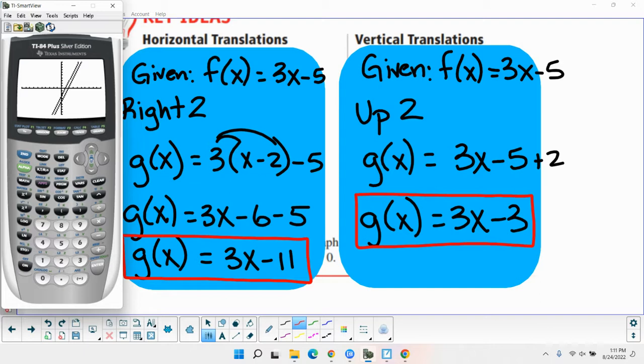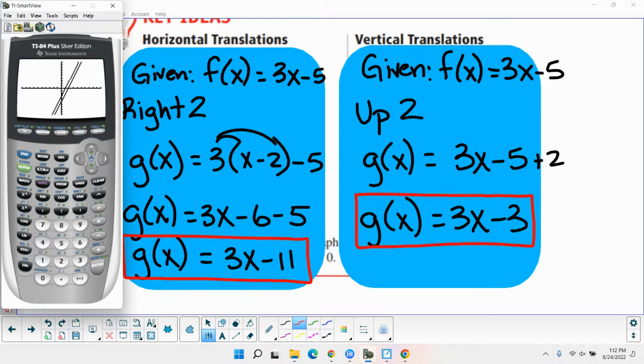Okay, when it's horizontal, then I'm messing with the x. So we went right 2, remember we think it's the opposite. Right 2 and subtract 2. And left 2 would have been adding 2. Anything else? Those are the easier ones. It gets a little tougher, but I know you guys can handle it.